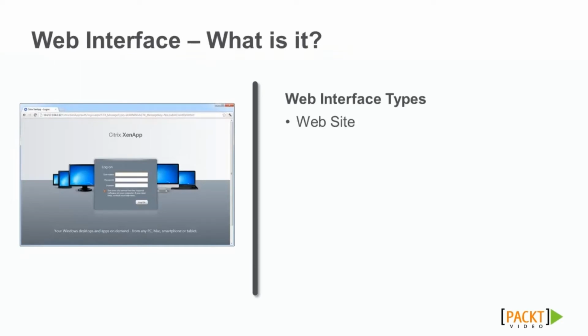The web interface is installed on Windows Server using IIS to host applications. Users access their applications through the web interface. There are two web interface types: websites, which provide users with a website they can log on to and launch applications using a browser, and services sites, which interact directly with Citrix Receiver to deliver applications.